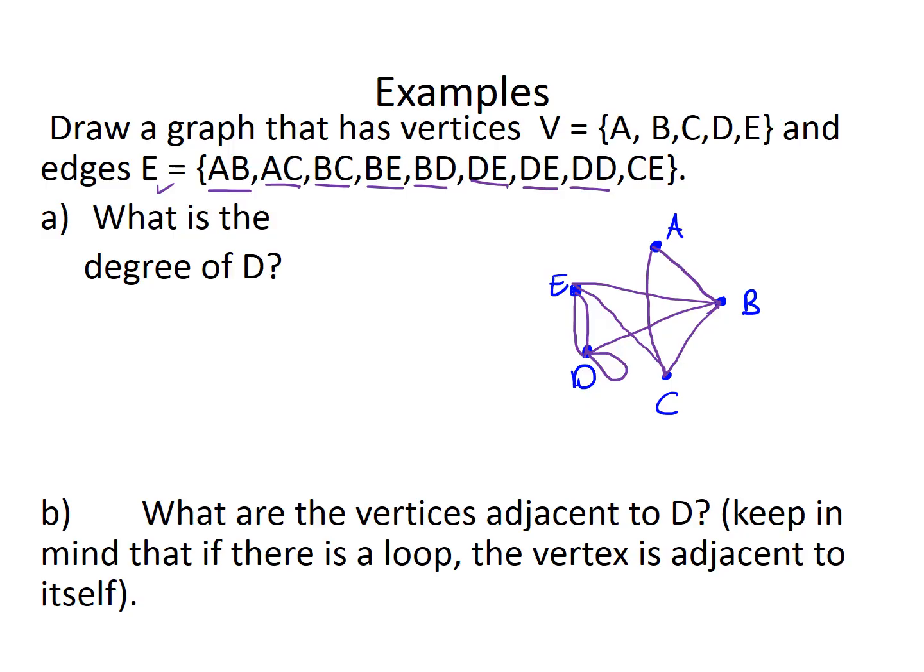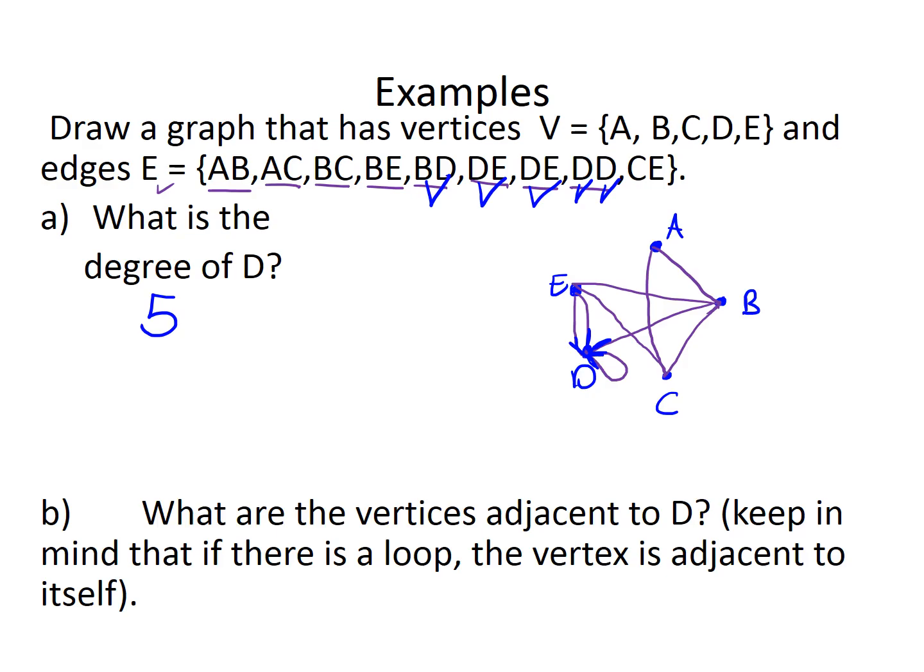And then it says, what is the degree of D? So again, we want to know how many edges are coming out of D. So that's 1, 2, 3. And then remember the loop, you count twice. 4, 5. So this has degree 5. You could also go up here and count in your edge set how many edges have D listed as one of the endpoints, and it looks like 1, 2, 3, and then 4, 5. All right, so you count the number of D's listed up there, which is also 5.